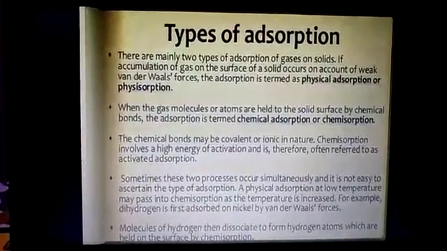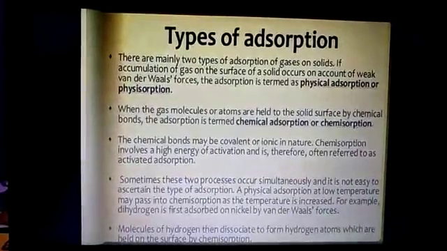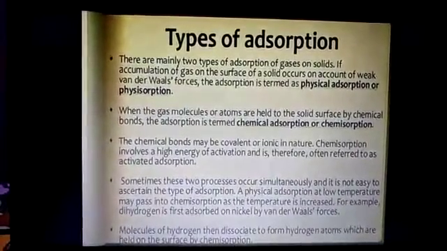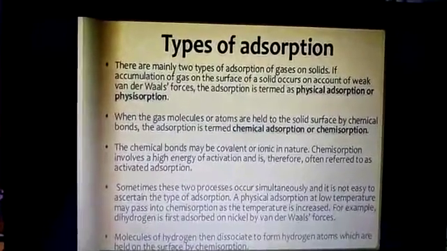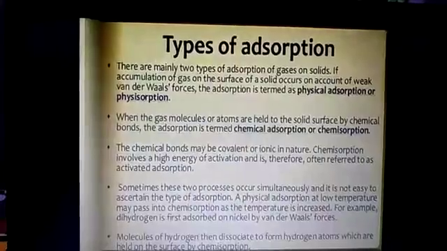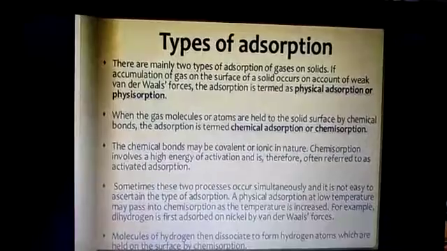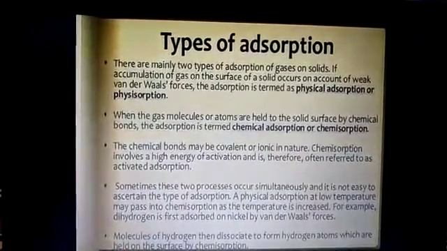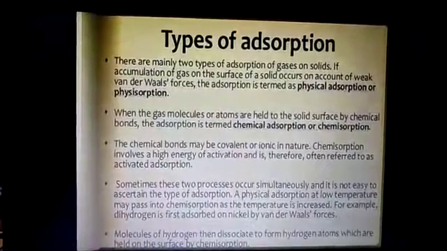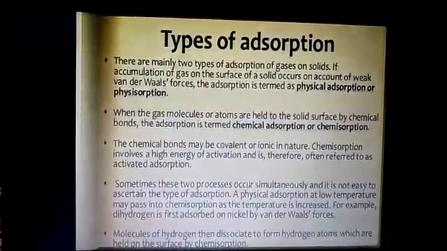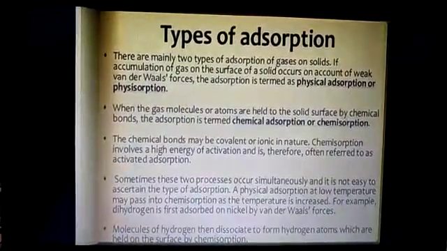Sometimes the two processes occur simultaneously, and it is not easy to ascertain the type of adsorption. A physical adsorption at low temperature may pass into chemical adsorption as the temperature is increased. For example, dihydrogen is first adsorbed on nickel by van der Waals forces. The molecule of hydrogen then dissociates to form hydrogen atoms, which are held on the surface by chemisorption.